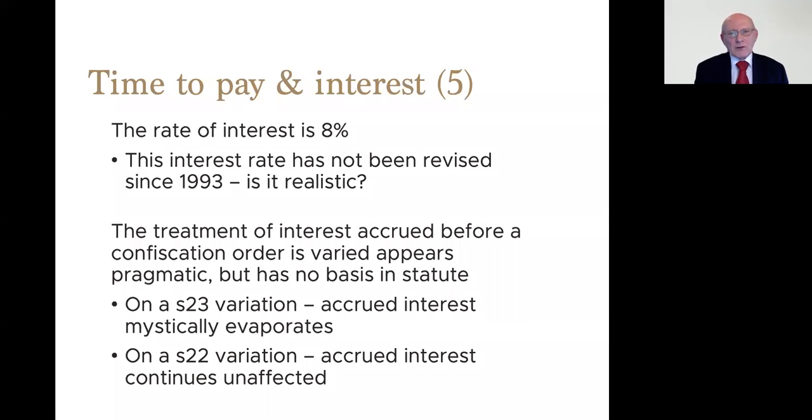In fact, one might also almost suggest that a defendant might be well advised, if he's got a lot of interest rolling up on his confiscation order, to go for a Section 23 variation, and perhaps if he can get the figure reduced just by £1, all the interest might disappear. Well, it's pragmatic, but legally, does it make any sense?